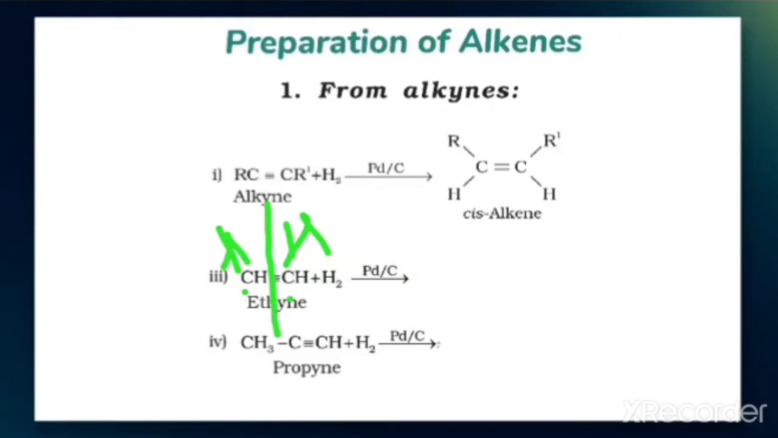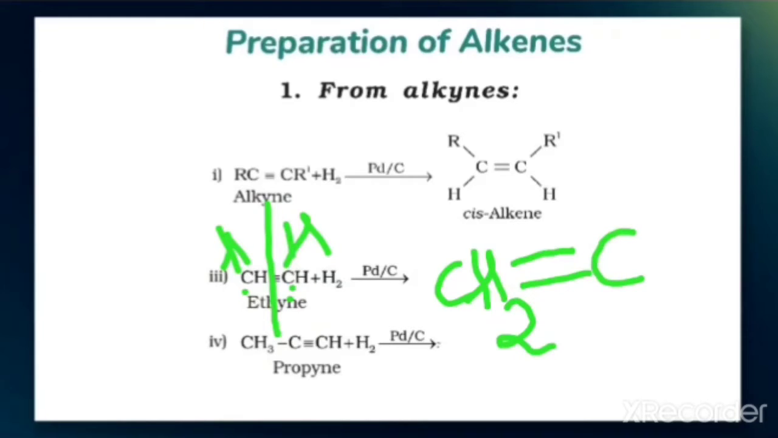So what do you get here? C is there and one H is already there, so one H gets added. Now the triple bond changes to a double bond. The next carbon, C, already has one H, and one more H is added here. So now it becomes CH2=CH2. That is, ethyne is converted into ethene, that is, alkyne is converted into alkene.